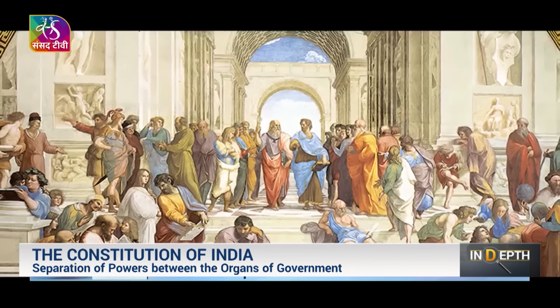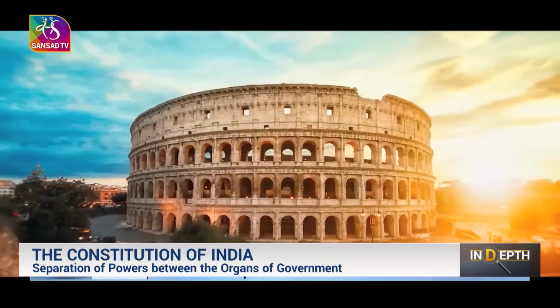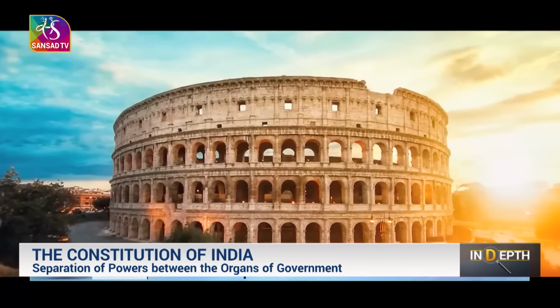Concept of separation of powers was first seen in the works of Aristotle in the 4th century BC, wherein he described the three agencies of the government as General Assembly, public officials and judiciary. In the ancient Roman Republic too, a similar concept was followed.